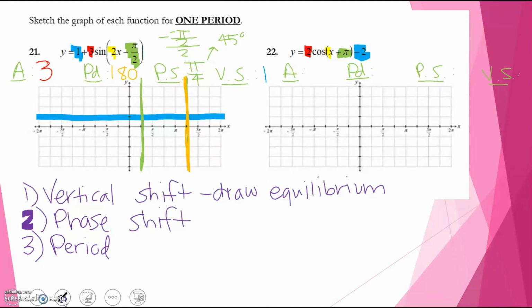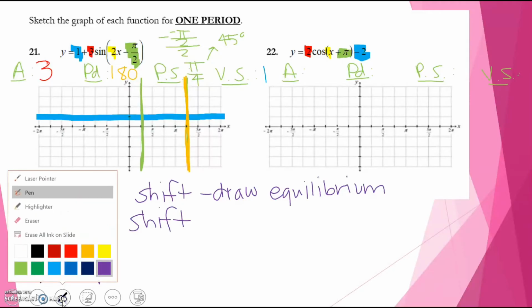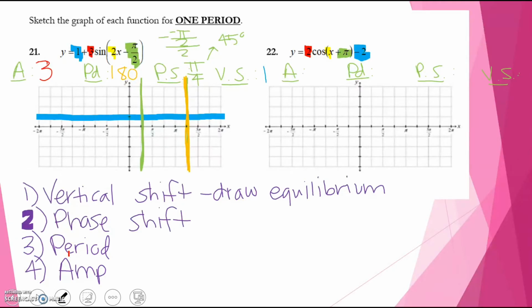So then the next step is to do the amplitude. So the amplitude is how tall and how low it goes. So this is 3. So from the equilibrium, it's 3 high, so 3 above that blue line, and 3 below that blue line.